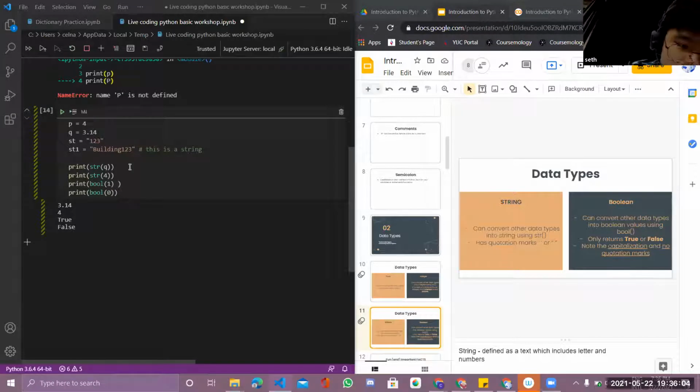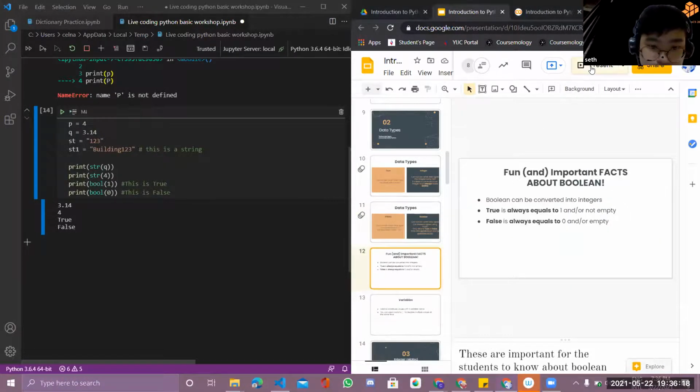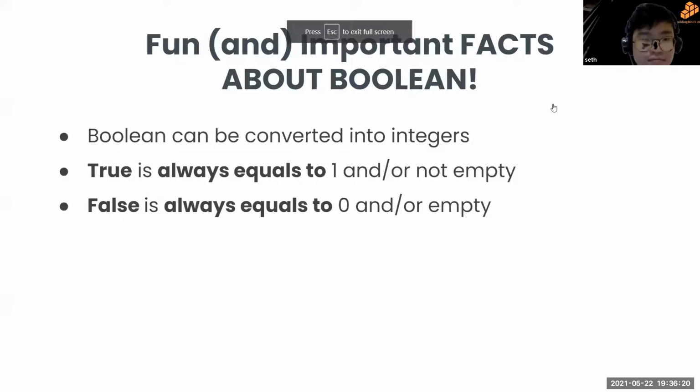Okay, so what this did is convert 1 and 0 to boolean values. And as you can see, 1 is true and 0 is false. Like I mentioned, Boolean can be converted into integers. Earlier on, we converted integers to a Boolean value. It can work the other way around. We can convert true into 1 and false to 0.